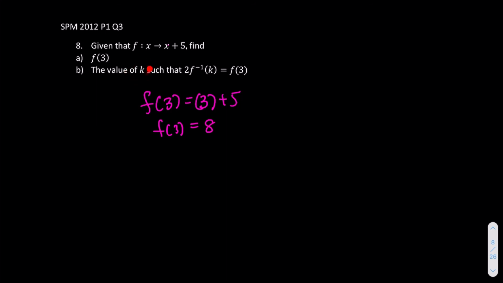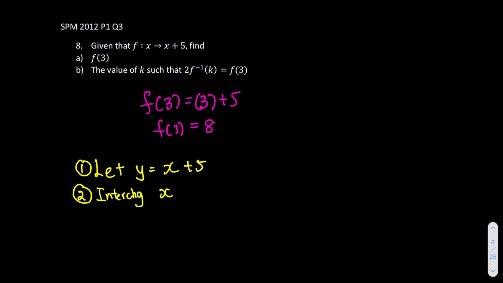For b, they say that the value of k, when the inverse function of f, the input of k is equivalent to f of 3. So since they mentioned inverse, let us do the inverse first. How to do inverse? Learn it yourself. So first, let y is equivalent to the function. Number 2, interchange your x and y. Y become x, x become y. The third step is solve for y. So we know y is equivalent to x minus 5. So this is our inverse function.